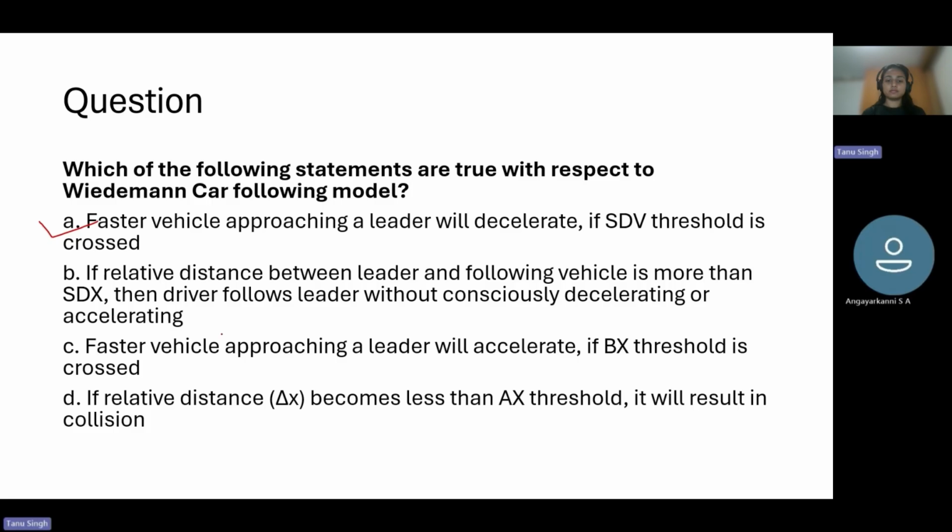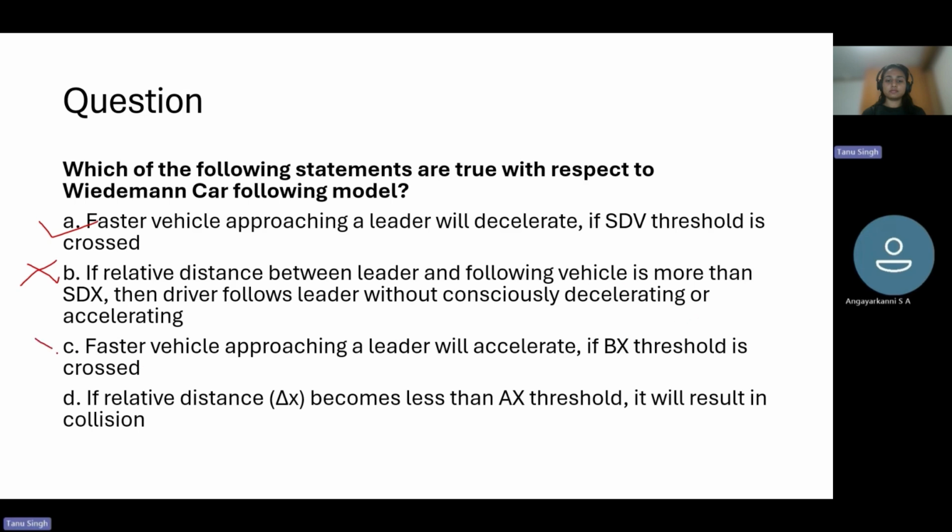If the relative distance between leader and following is more than the safe distance, then the driver follows the leader without consciously de-accelerating or accelerating. That is wrong because it is too absolute. The driver may still accelerate or de-accelerate slightly even though the distance is more. So that is incorrect.